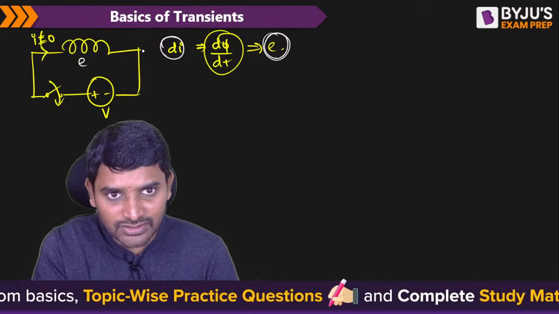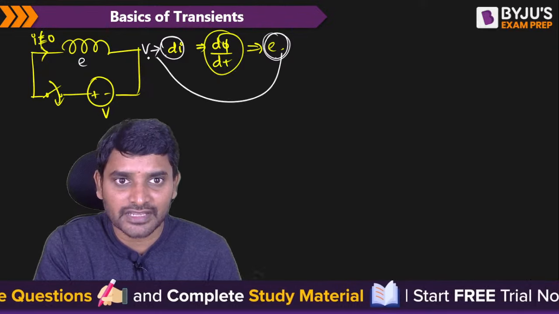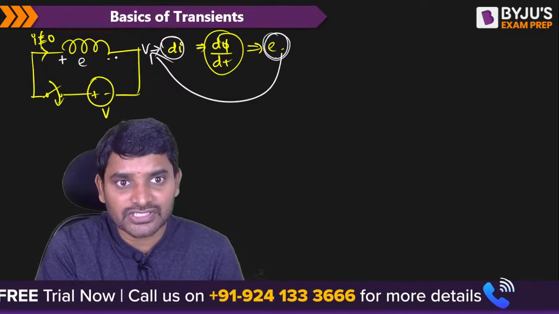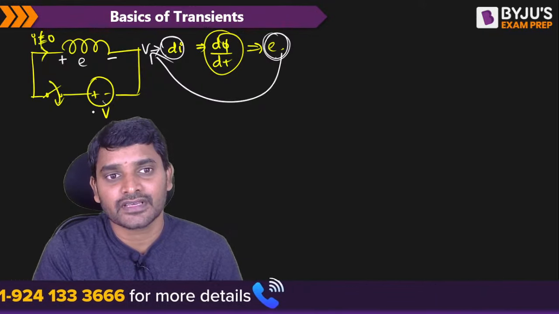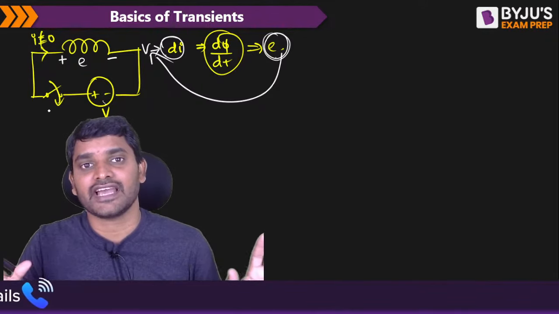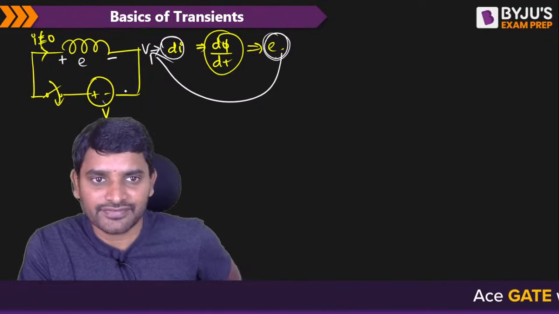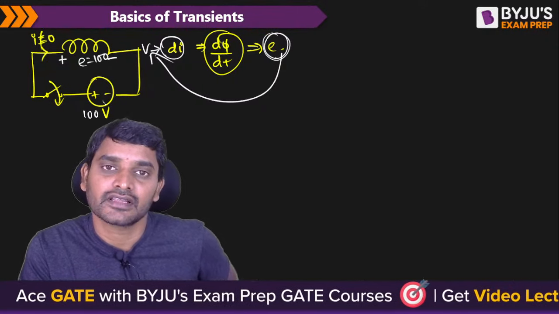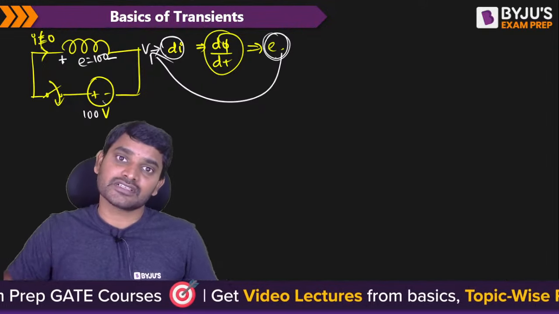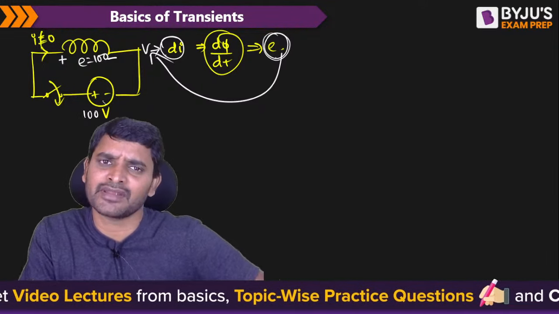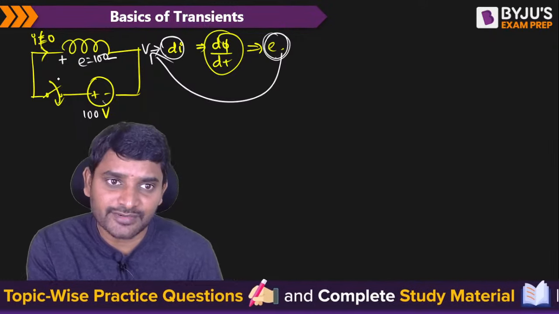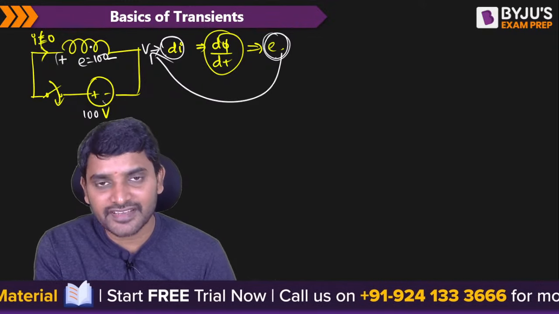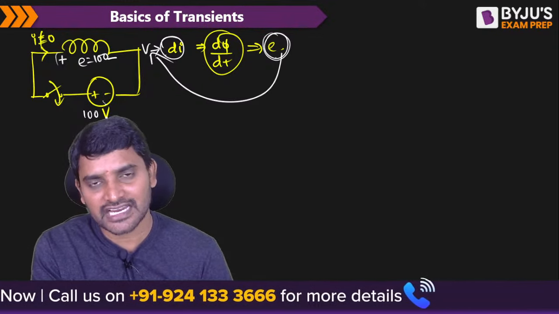So now this EMF has to oppose the supply voltage. If the EMF wants to oppose the supply voltage, the EMF polarity should be positive and negative. Then only it can oppose the supply voltage, no? Because plus V minus E has to become 0 in a closed path. So if V is 100, the induced EMF also should be 100. It may not be 100 also, it can be 99 or 98. But the induced EMF polarity must be like this, positive and negative. If the EMF can develop some value, then it can start opposing the voltage.